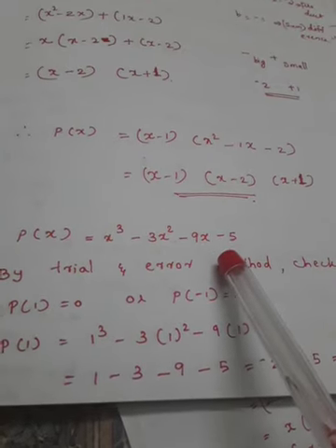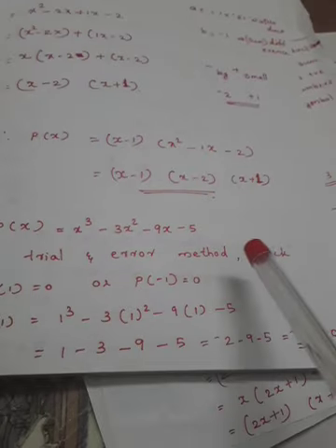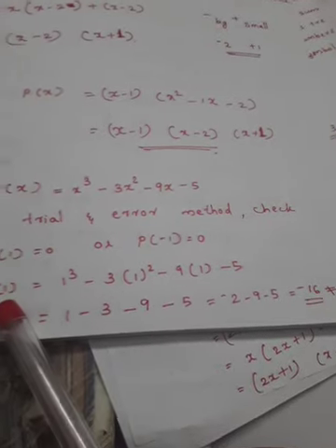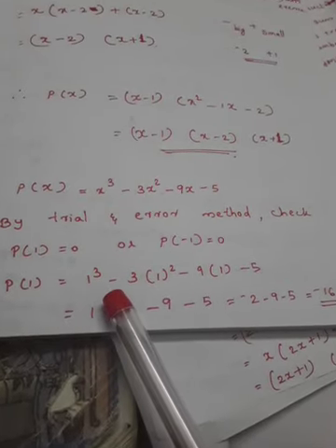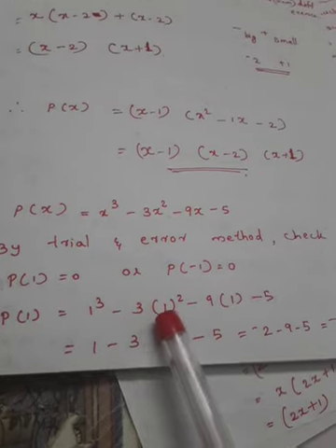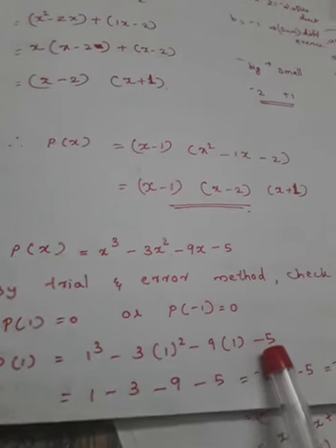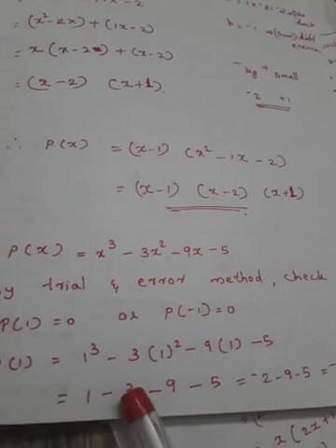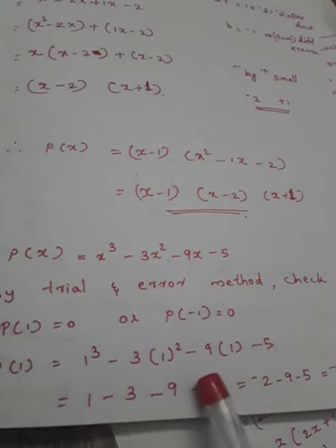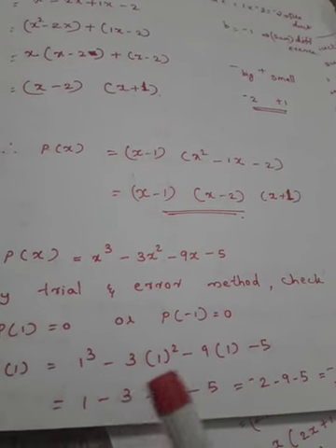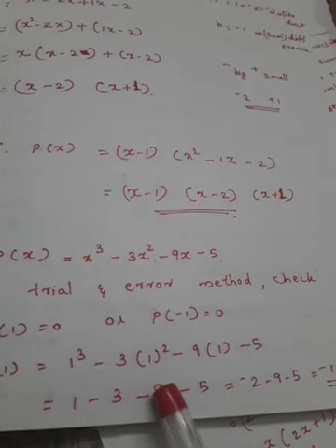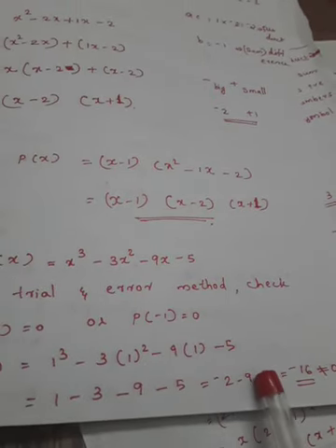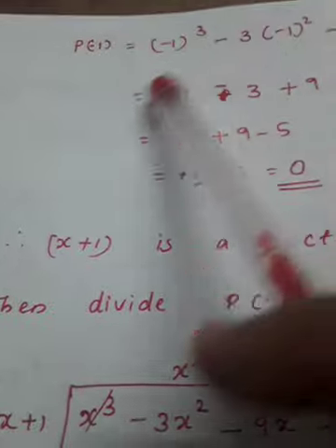So here also first we want to do the trial and error method for checking whether p of 1 or p of negative 1 is 0. So here we want to find p of 1 first. So 1 cube minus 3 into 1 square minus 9 into 1 minus 5. Okay, so 1 cube is 1, 3 into 1 square is 3, 9 into 1 is 9, then 5. So 1 minus 3, negative 2, negative 2 minus 9, negative 11, negative 11 minus 5, negative 16. So it is not equal to 0. P of 1 is not 0.